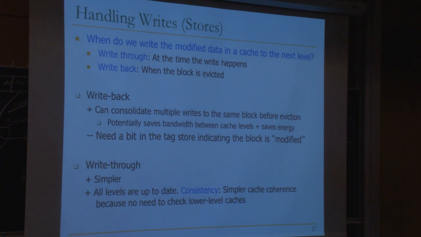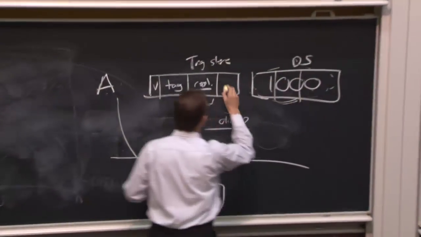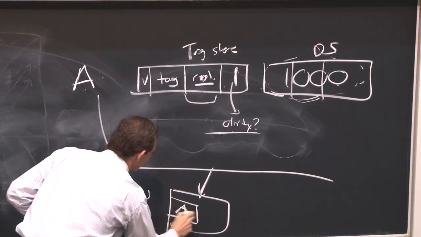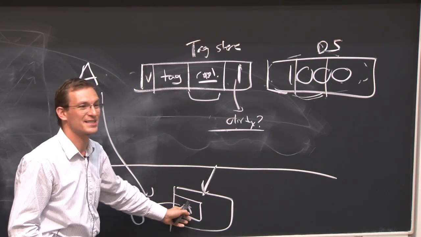And all levels are up to date. This is one other advantage. Now you don't have a coherence problem, right? Coherence problem exists across the levels also, right? So you may have a block A that stores the value 1,000 here, and it's modified, it's dirty. And you may have the same block A here, but it happens to store the value 0, because you didn't update the next level, right?